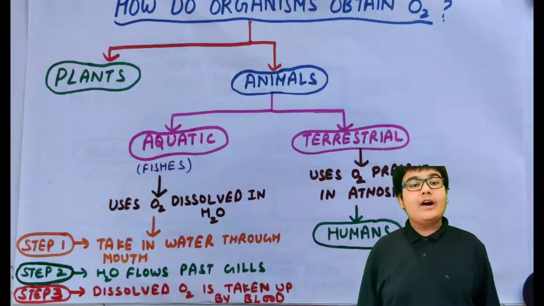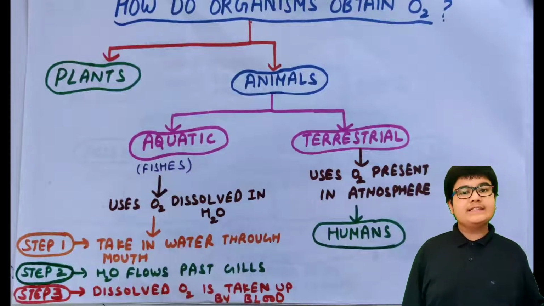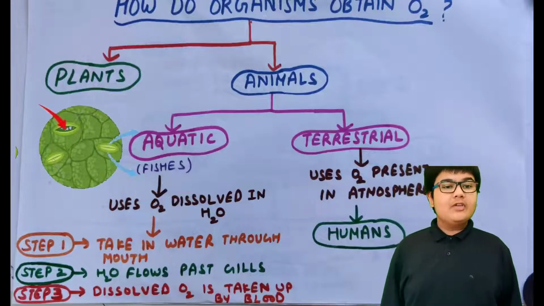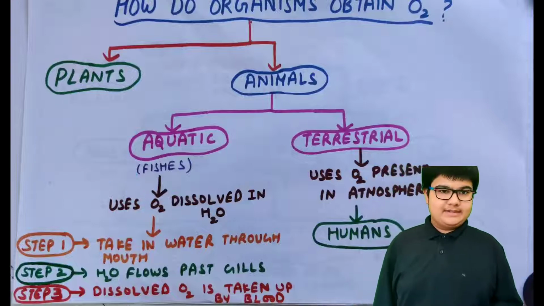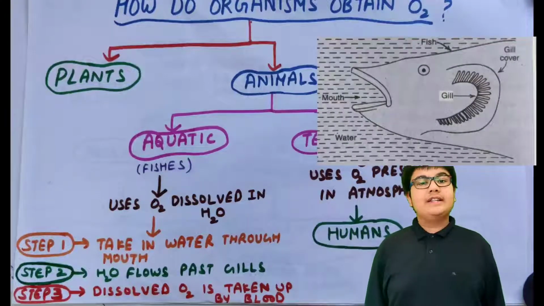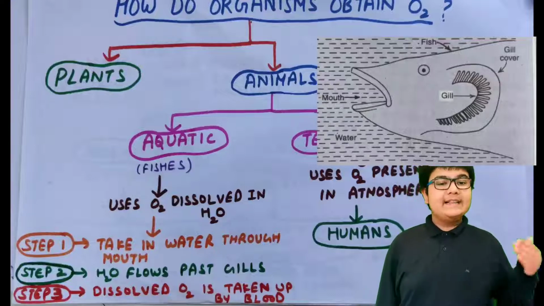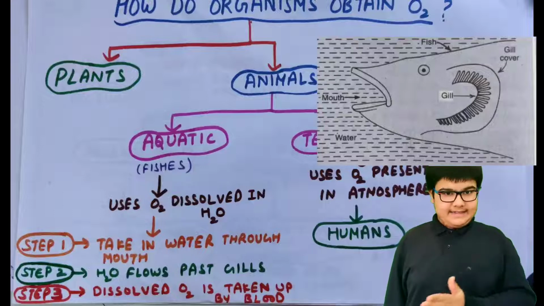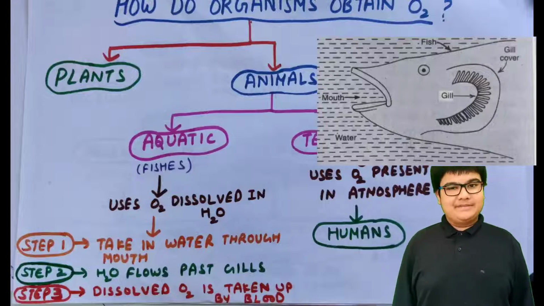Now let us learn how different organisms obtain the oxygen required for the respiration process. Plants use the stomata for their exchange of gases. Aquatic animals use oxygen dissolved in the water. Now how do they use it? First, they take in the water through the mouth, then this water flows past the gills, and then the dissolved oxygen is taken up by the blood.